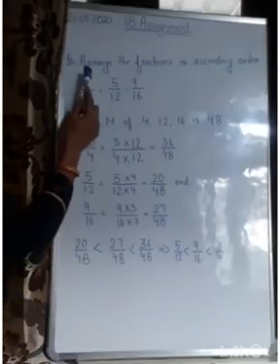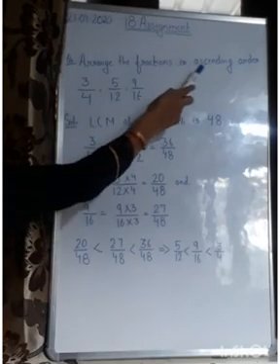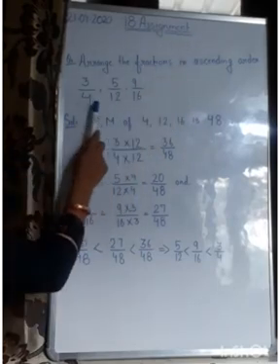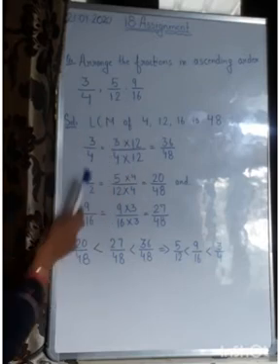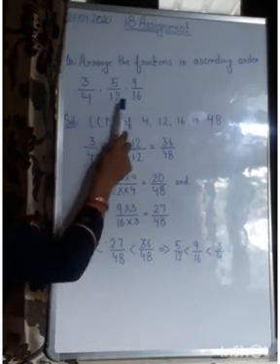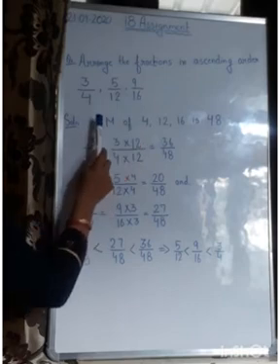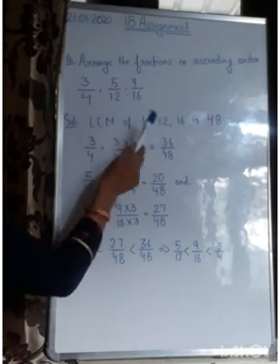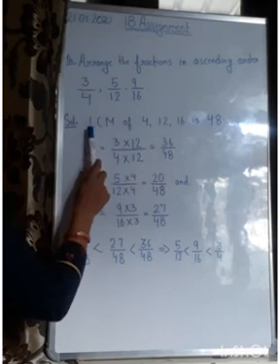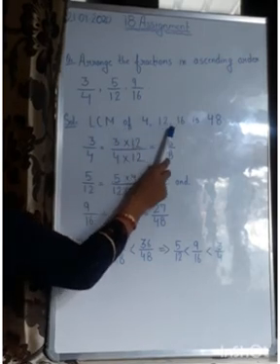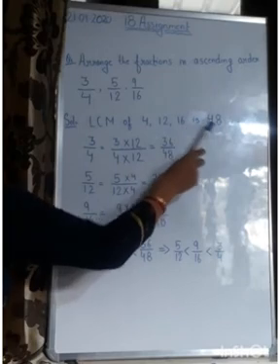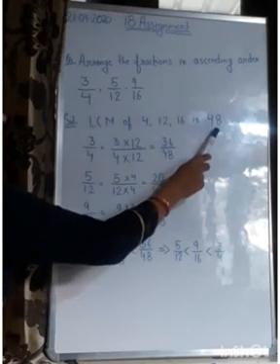Now next we are having arrange the fractions in ascending order. There they have given you fractions and you have to arrange these fractions in ascending order. For making them in ascending order, what you have to do is convert them into equivalent like fractions. So first of all, take the LCM of the denominators. The LCM of 4, 12, 16 is 48. The LCM of the denominators is coming 48.